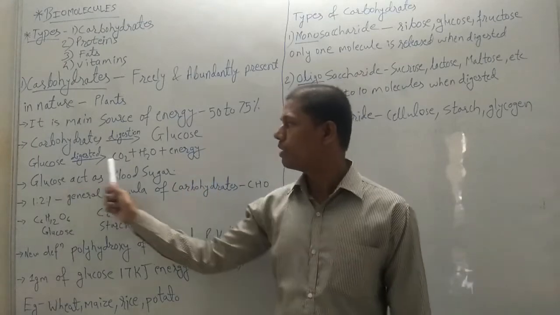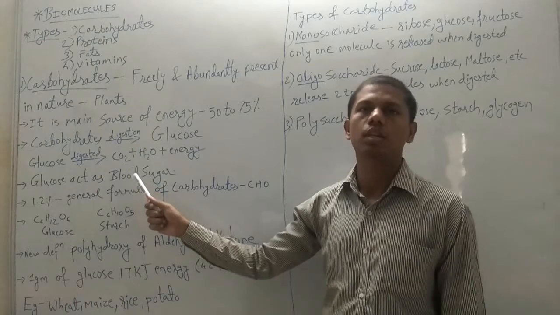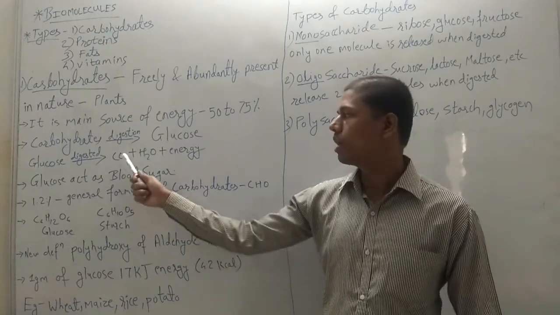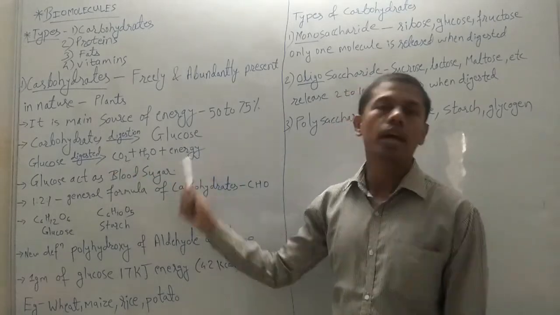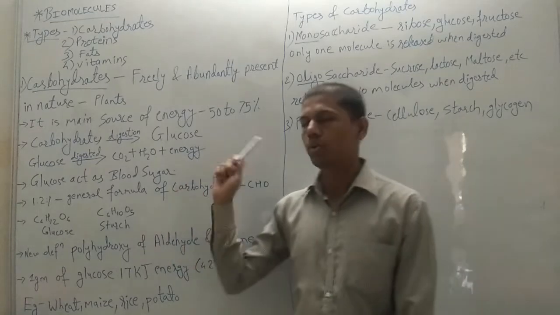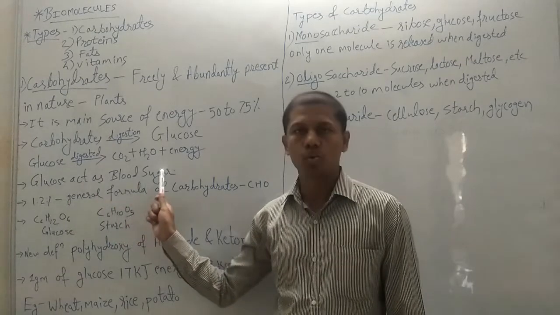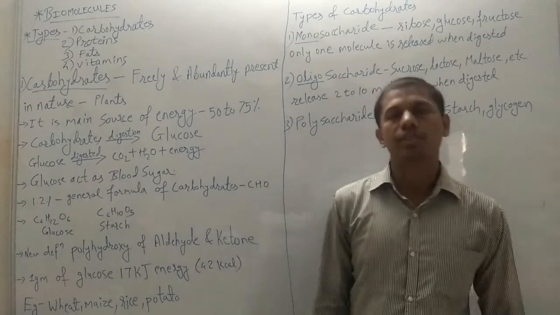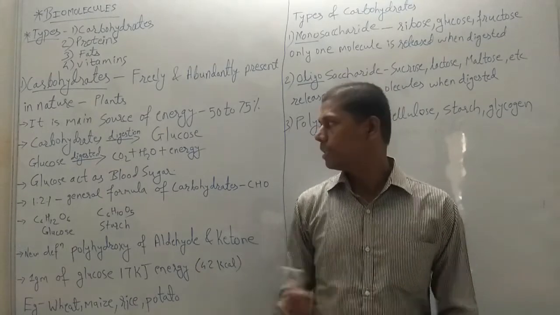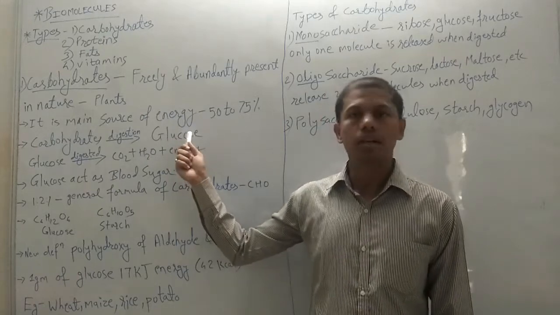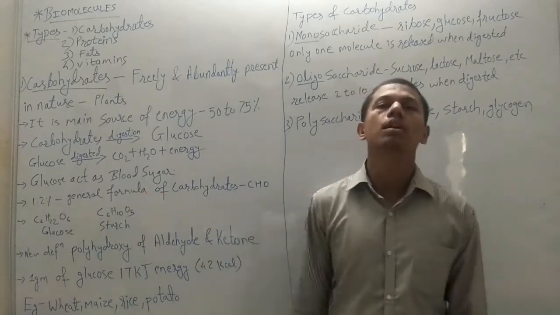So when glucose is oxidized, it produces byproducts, the products which are not directly useful, CO2 and H2O. So what is the aim of this reaction? To produce energy, to release the energy. After that, glucose acts as blood sugar. After the digestion of food, whatever simple sugar is produced is nothing but glucose, and when it is absorbed into the bloodstream, it acts as blood sugar.